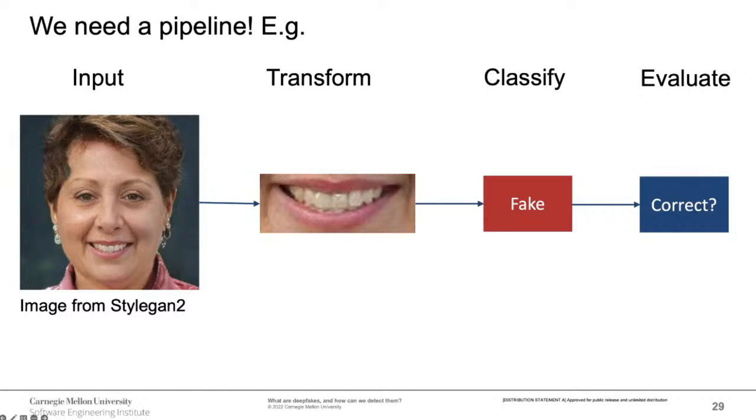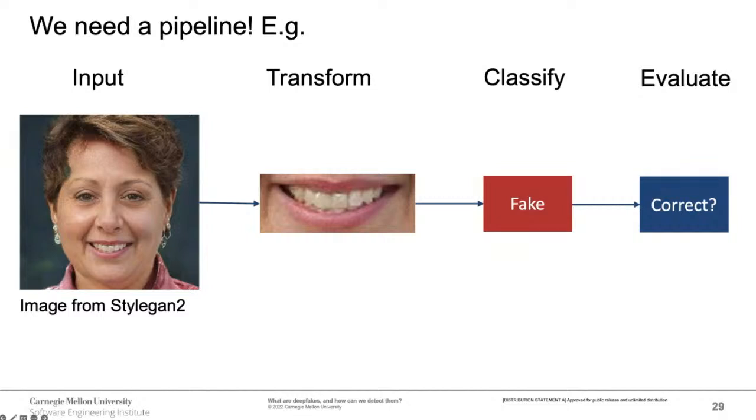So back to the pipeline. We need a pipeline, and that's what we've been working on here at the SEI. Just to put it out for everyone, what we're doing, and this is just one example, is that we're going to put an image into our detector. Here's a single still image. This one happens to be from StyleGAN2.